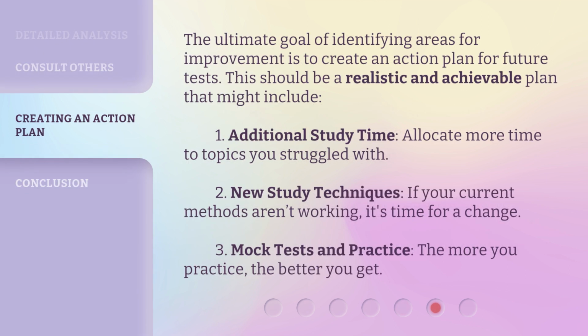The ultimate goal of identifying areas for improvement is to create an action plan for future tests. This should be a realistic and achievable plan that might include: 1. Additional study time. Allocate more time to topics you struggled with. 2. New study techniques. If your current methods aren't working, it's time for a change. 3. Mock tests and practice. The more you practice, the better you get.